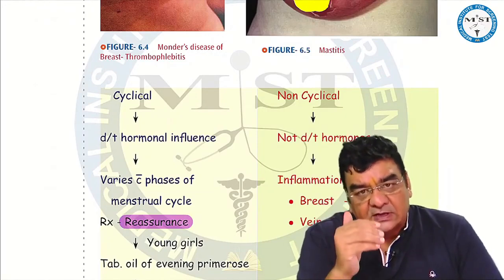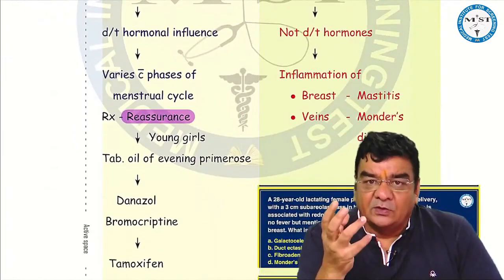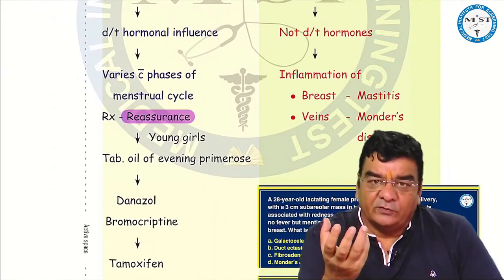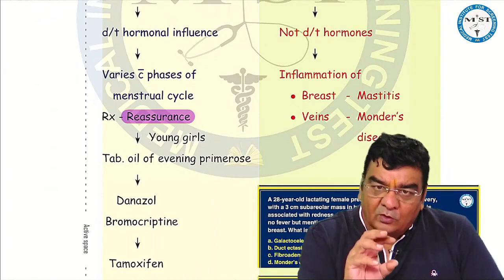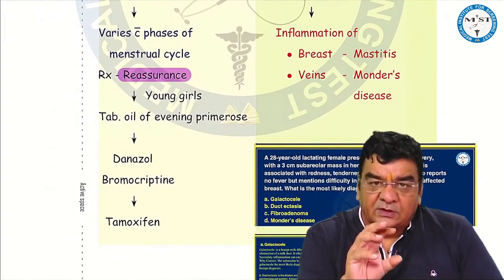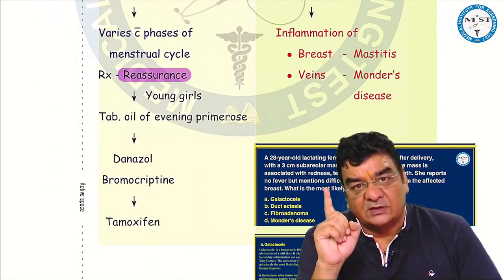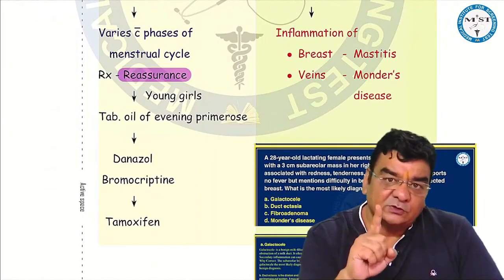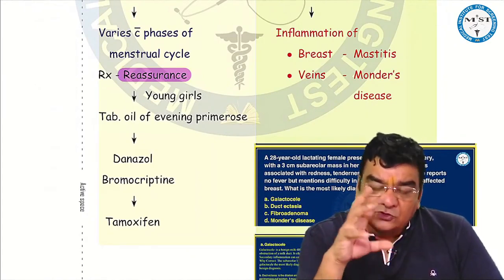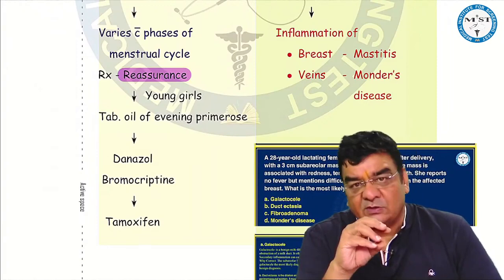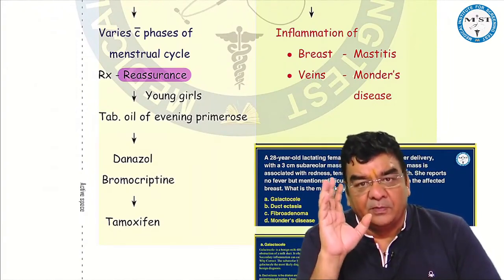If by chance this cyclical mastalgia persists, then we can use various medicines like tablet of oil of evening primrose, which reduces the congestion inside the breast. We can do hormonal manipulation using danazol, bromocriptine, and the last resort would be tamoxifen, which is the hormonal therapy of choice in breast cancer in premenopausal females if estrogen and progesterone receptors are positive. Because the game here is estrogen causing hyperplasia, we can use tamoxifen. Tamoxifen is a selective estrogen receptor modulator.